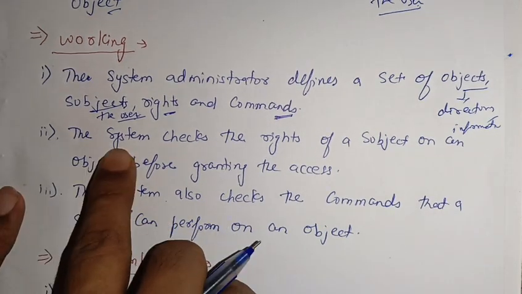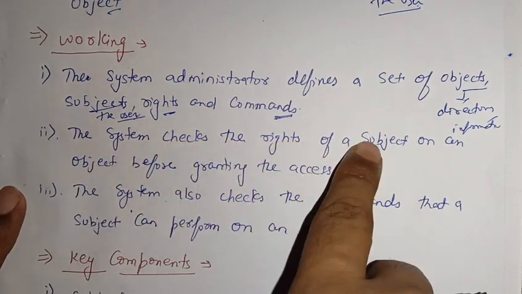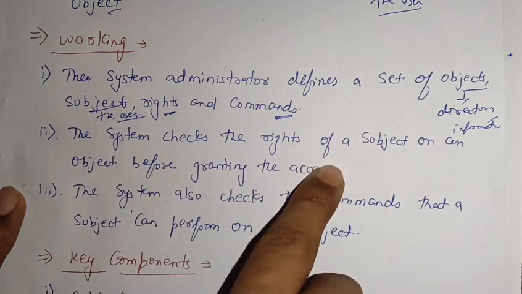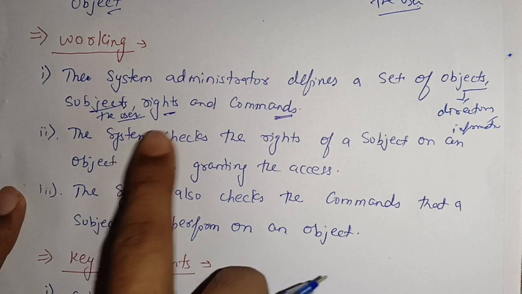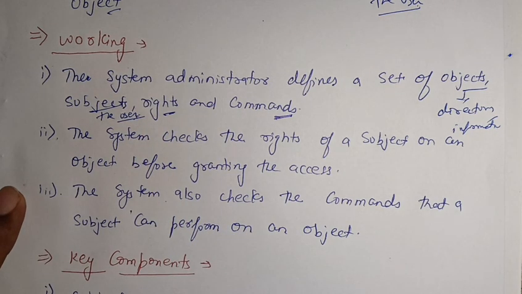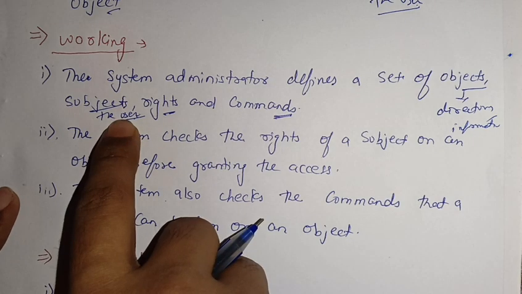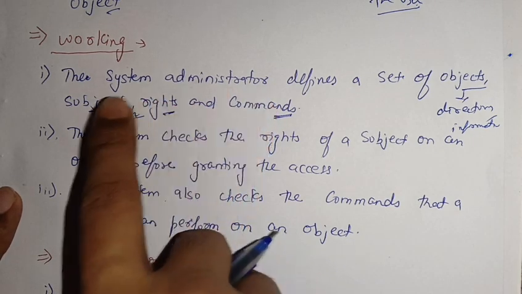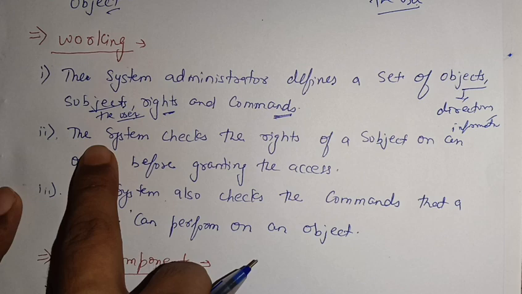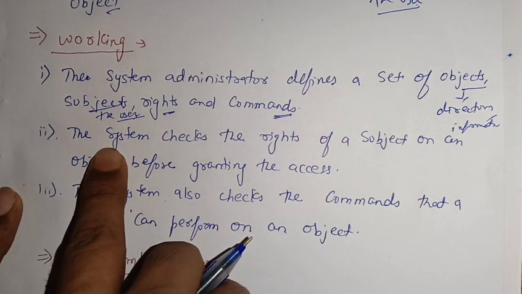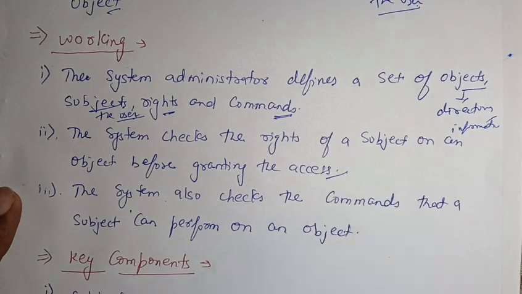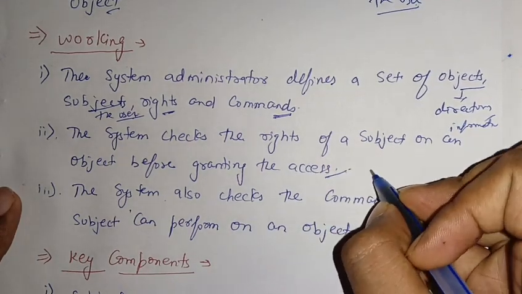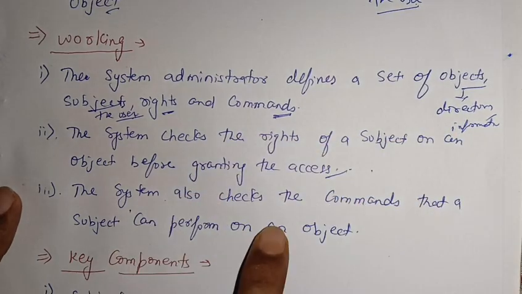Second, the system checks the rights of a subject on an object before granting the access. Once the system has a specific task, like this information can be accessed by this user, and these are the rights and commands of that particular user, it checks whether they match with that user or not. If it matches, it grants access. If it does not match, it denies the access. The permission is denied.